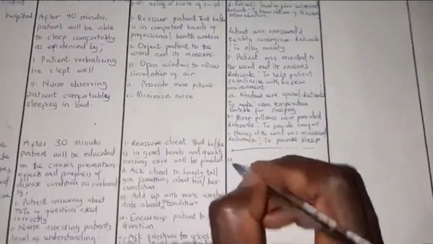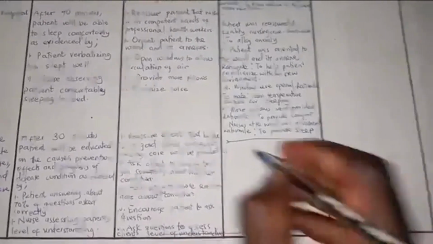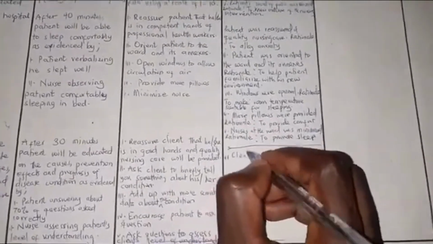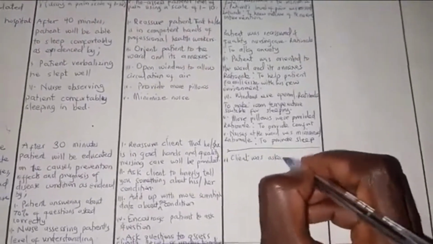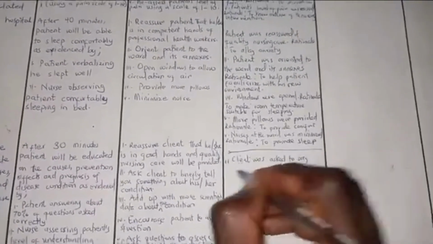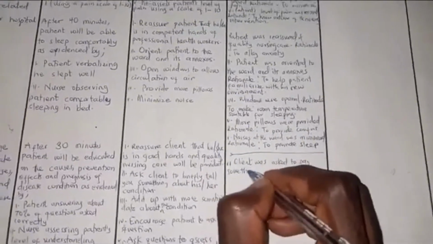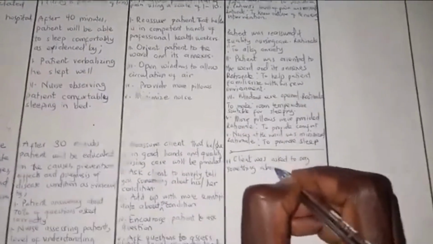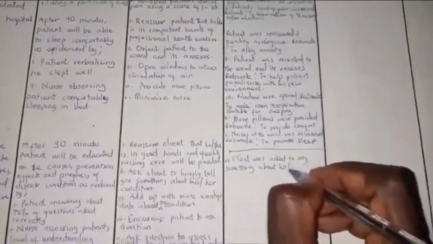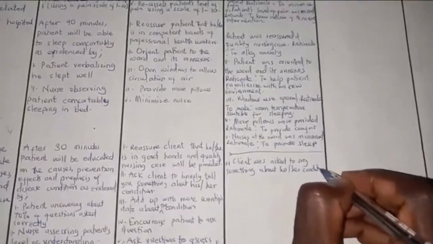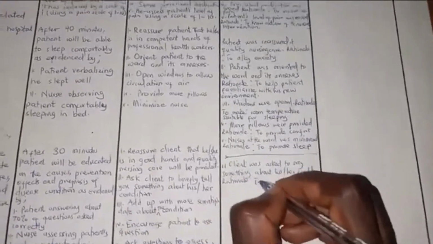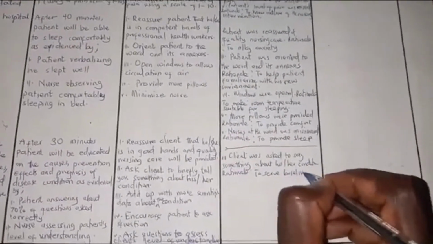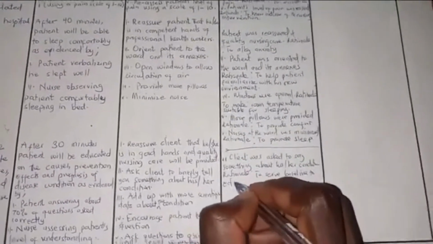The next step, ask client to briefly tell you something about his or her condition. So client was asked to say something about his or her condition. And what will be the rationale? This will help serve as a baseline to educate the patient.